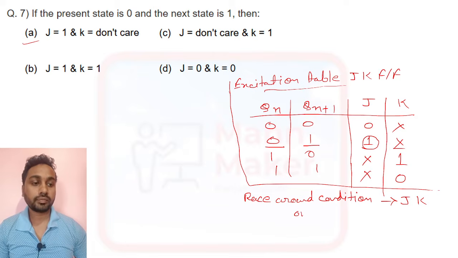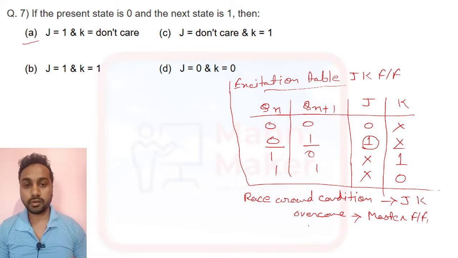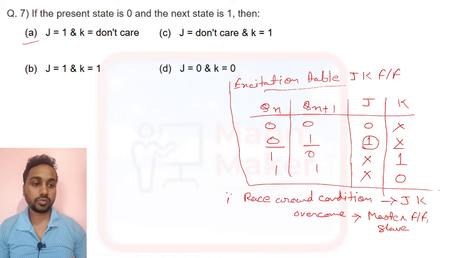To overcome race around condition, what flip-flop are we using? So that is your master slave flip-flop. Okay, master slave flip-flop is used to overcome the race around condition. Just remember these 2 points. These 2 points you need to remember.